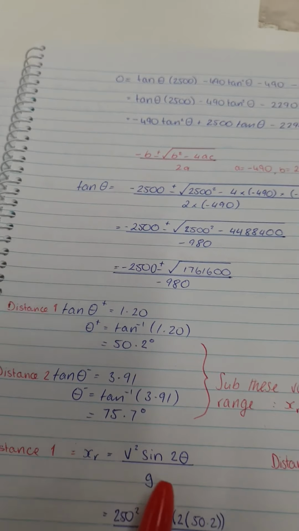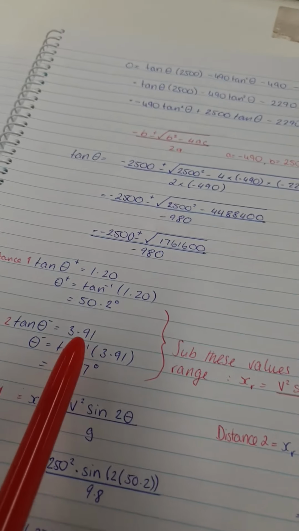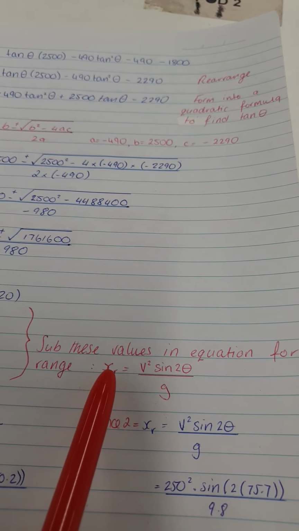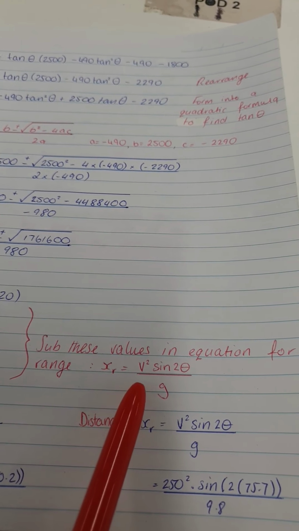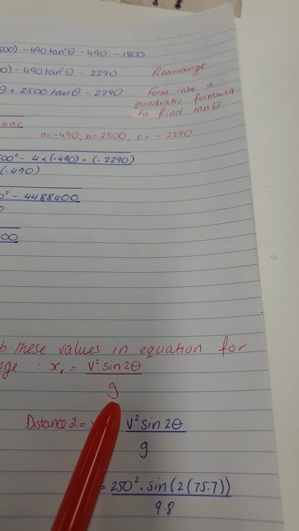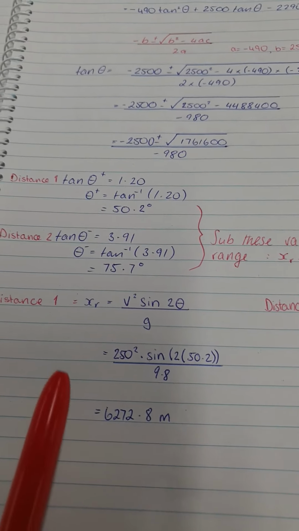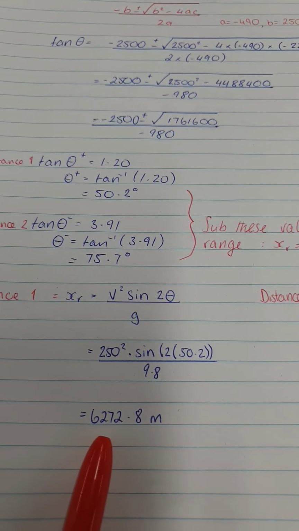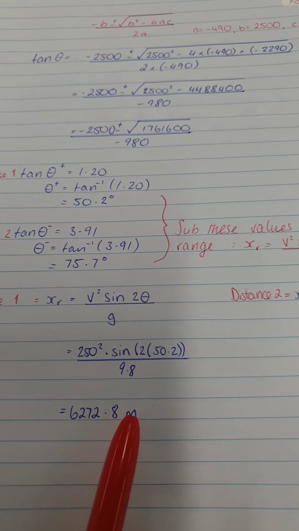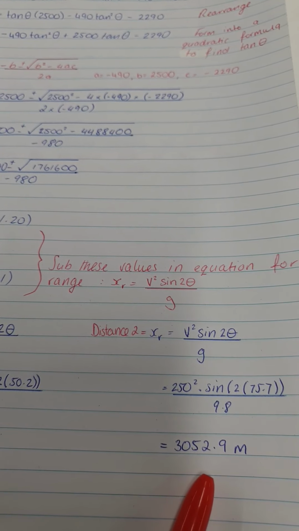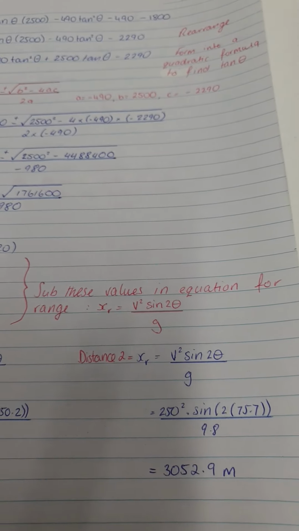And what I'm going to do with these two figures is plug them into the equation that we already have for range, which is x, range in the x direction, which equals initial velocity squared multiplied by sine theta all over gravity. So for our 50.2 degrees, our distance 1, I ended up with a distance of 6,272.8 meters. And for the 75.7 degrees, our higher angle of elevation, it was 3,052.9 meters.